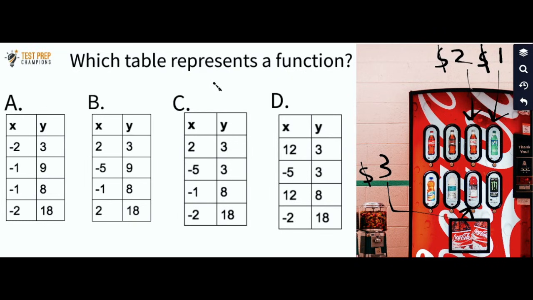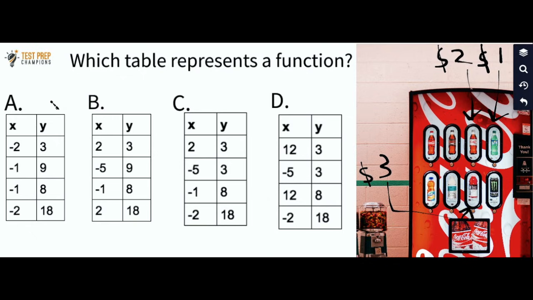The point is that this example with the soda machine is very similar to what we're trying to do here with understanding which table represents a function. So in other words, with a function in math, each input has exactly one output. You're never going to put the same input into the machine and get 2 different outputs. Just like you're not going to put in $3 and get out a Monster and a Coke and a Sprite, you're only going to get one output every time.